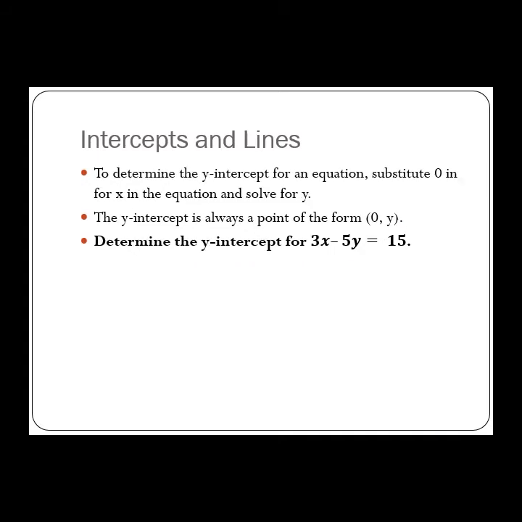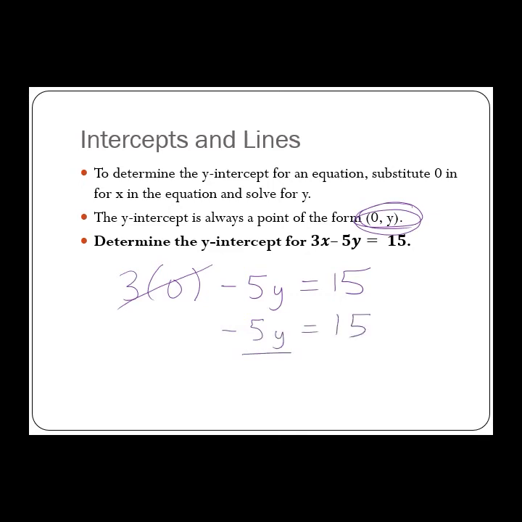For the y-intercept, we're going to do the opposite thing. We're going to get a point that looks like (0, y), and so we're going to plug in 0 for x and then figure out what the y is that goes with that. Be really careful: 3 times 0 is 0. That negative is still there. So this is negative 5y equals 15.